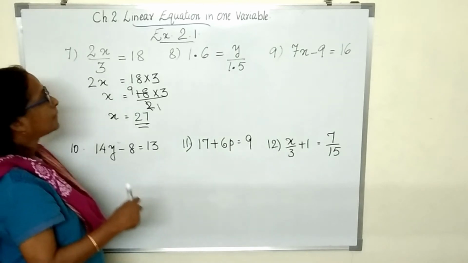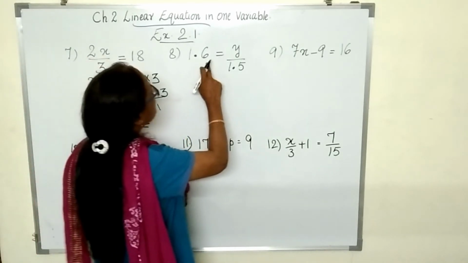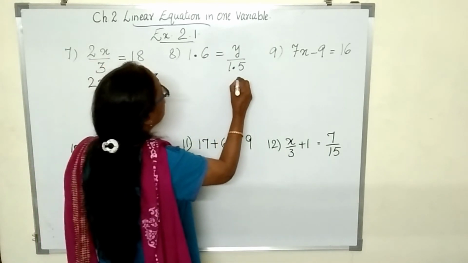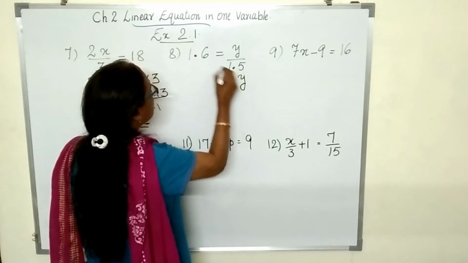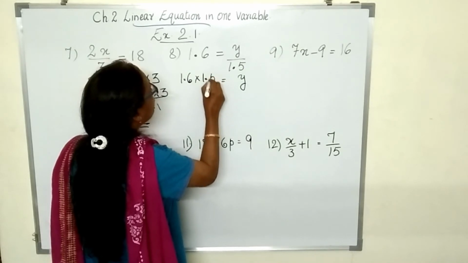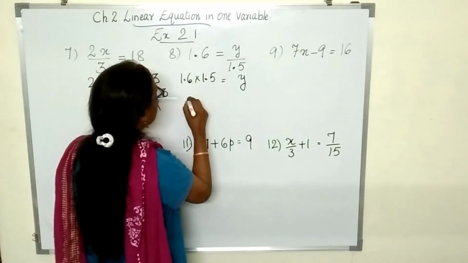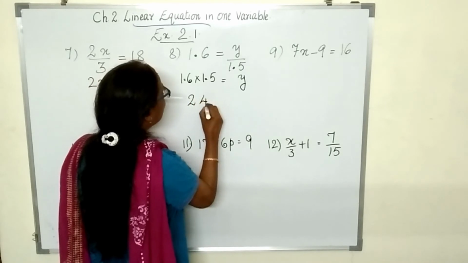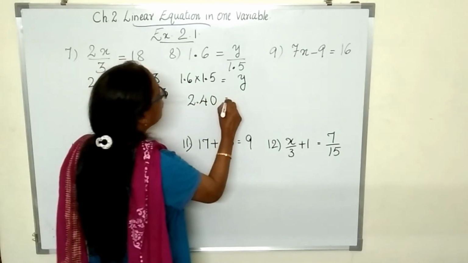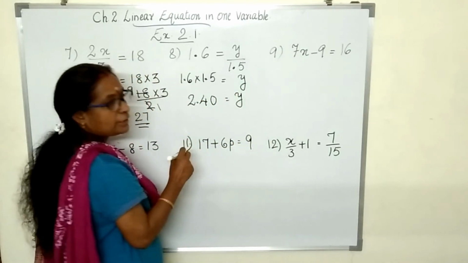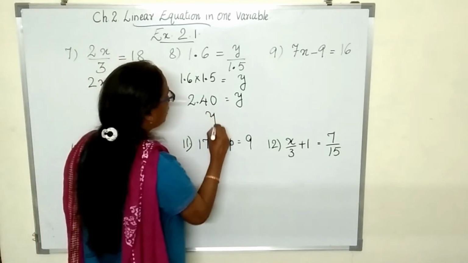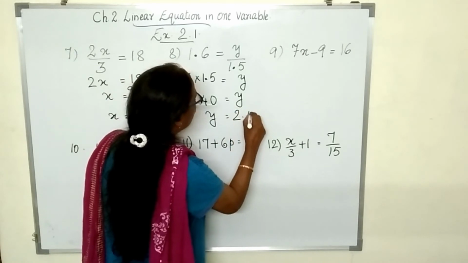Now, here 1.6 is equal to y upon 1.5. So y is equal to, here if you keep y on one side, this 1.5 will come across, 1.6 into 1.5. When we multiply, we get 240. And here there are 2 decimal points. So y is equal to 2.40. So y is equal to 2.40.